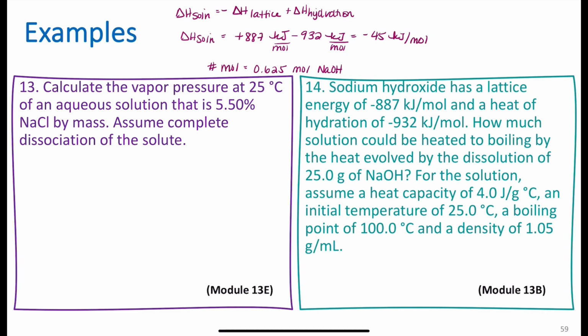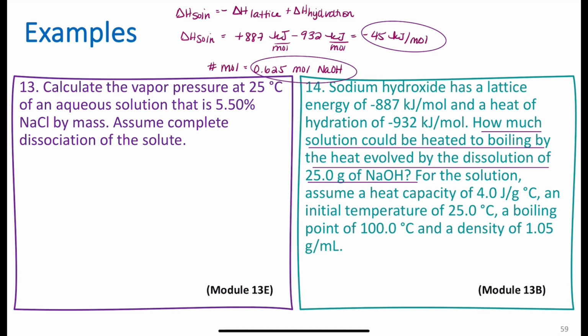Now, I still haven't answered the question though. The question is, how much solution could be heated to boiling by the heat evolved by the dissolution of 25 grams of sodium hydroxide? I know how much heat I have for 1 mole. I know how many moles I have. So let's figure out the Q. Number of moles times delta H of solution.